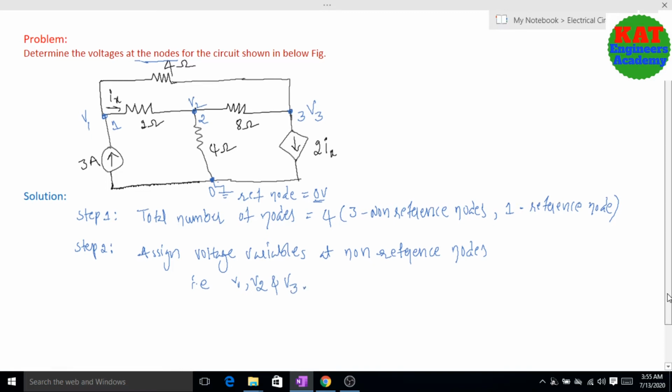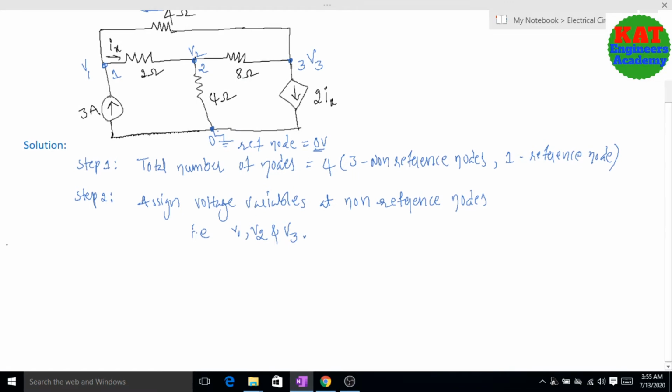It is very important that we assign the voltage variables before starting the problem. Next, step 3. Step 3 is to write KCL equations at non-reference nodes.